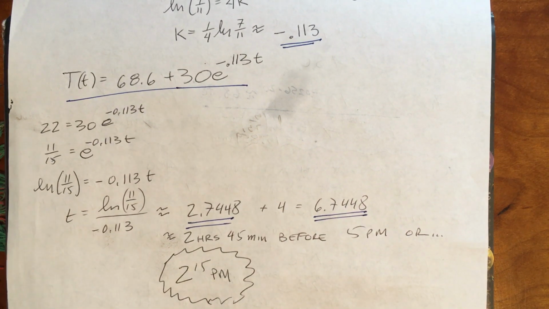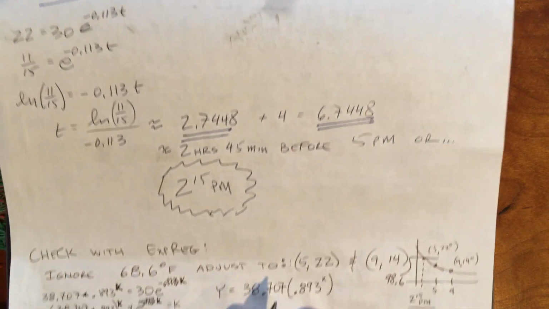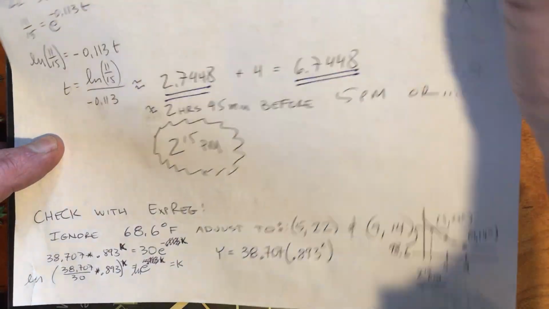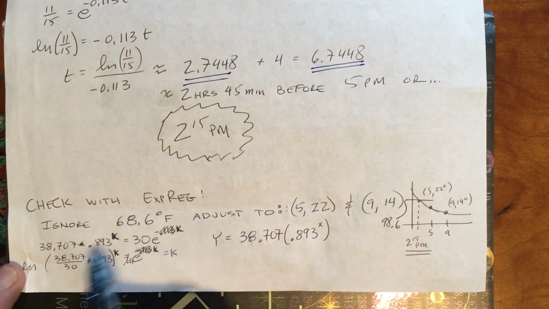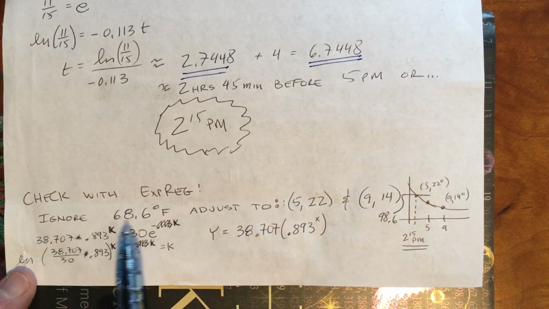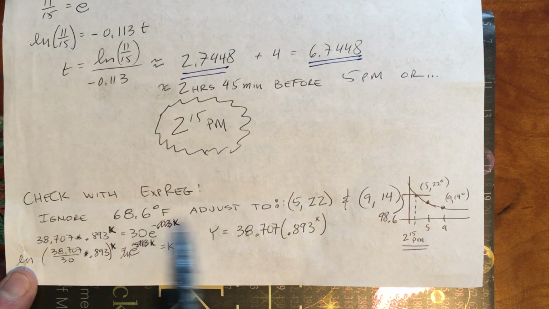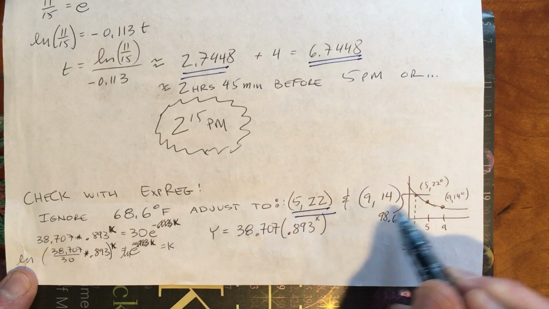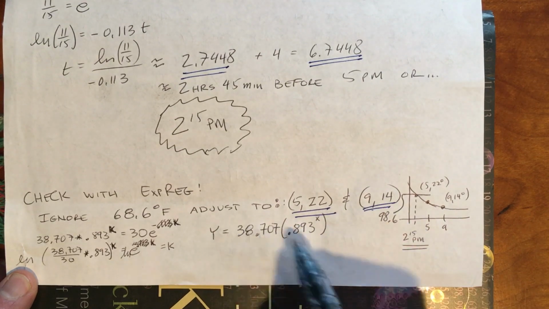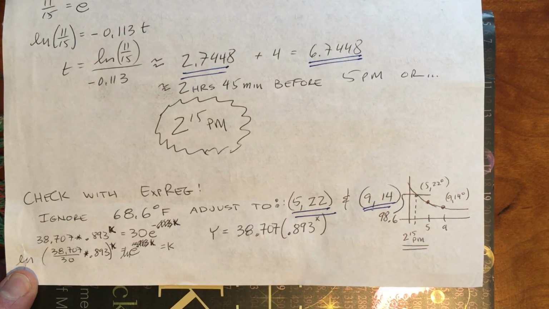Okay? And it's possible, if you're curious, you can also check this on your calculator with the regression equation, and you can ignore the 68.6 degrees and just adjust it to be these 2 points and do a regression equation, and you'll get the same correct answer. All right? Good luck.